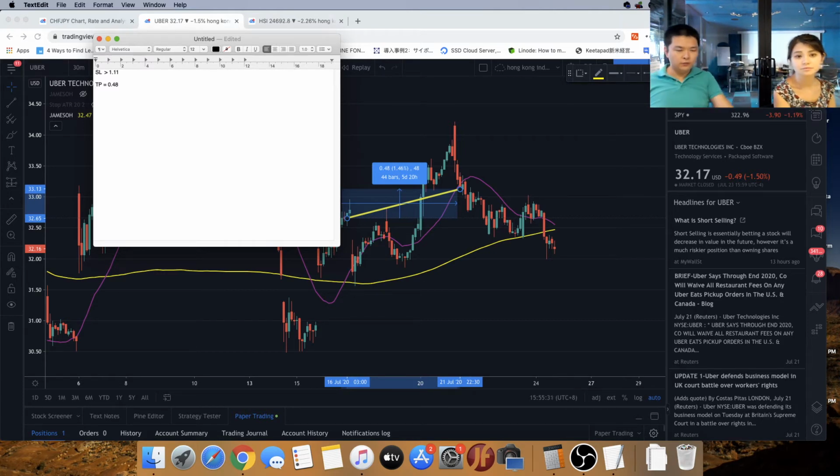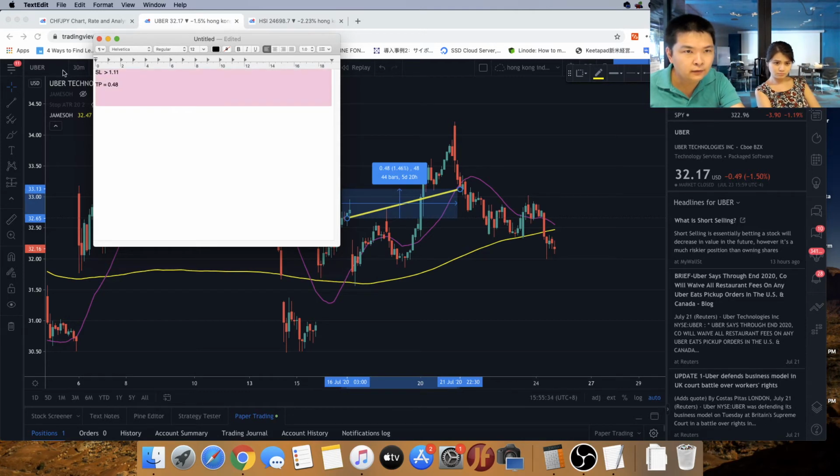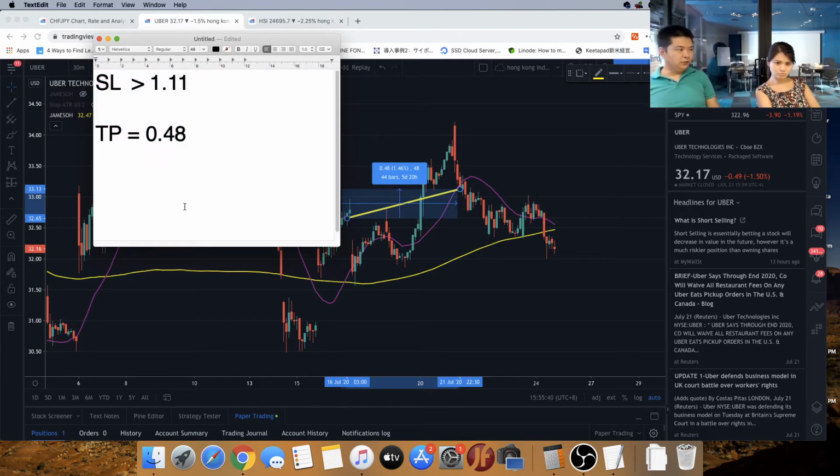What can you see by looking at this? Do you think this condition is good for you or not? This condition is very bad for you. Why? Because if you keep repeating this condition, every time you lose, you're going to lose $1.11, and every time you win, you're going to win just 48 cents. So the stop loss has to be smaller than the take profit. Is that what you're saying?